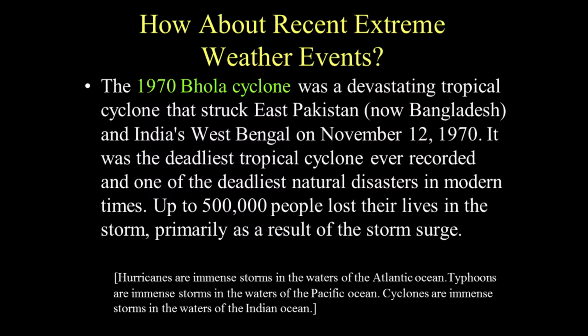The 1970 Bola cyclone was a devastating tropical event that struck East Pakistan, now Bangladesh, and India's West Bengal on November 12, 1970. It was the deadliest tropical cyclone ever recorded and one of the deadliest natural disasters in modern times. Up to 500,000 people lost their lives in the storm, primarily as a result of the storm surge.